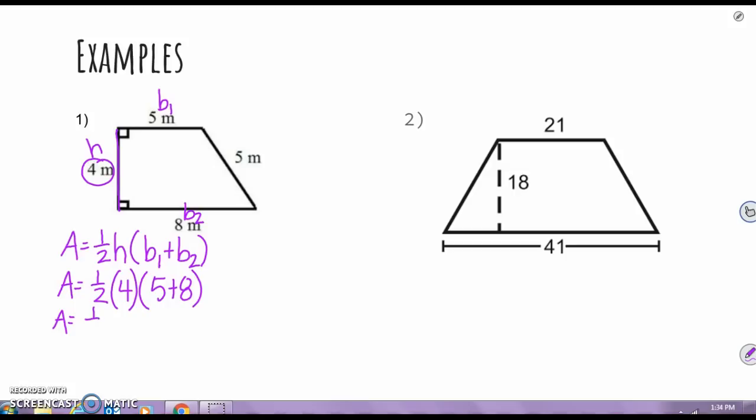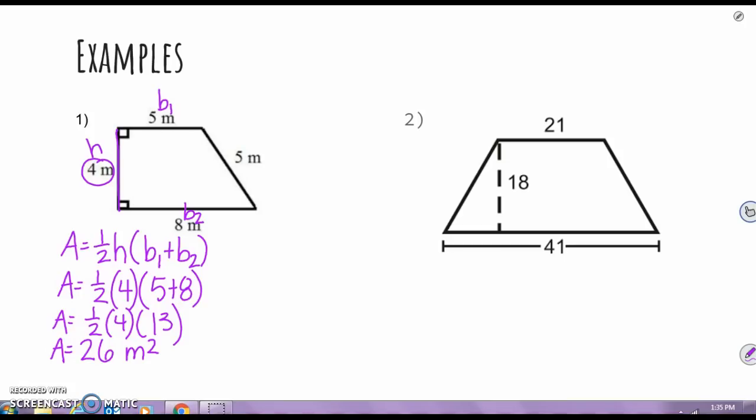Order of operations states that we do parentheses first. So we're going to add 5 plus 8, which is 13. I now can solve in order from left to right. 1/2 of 4 is 2. 2 times 13 is 26 meters squared. So the area of this trapezoid is 26 meters squared.